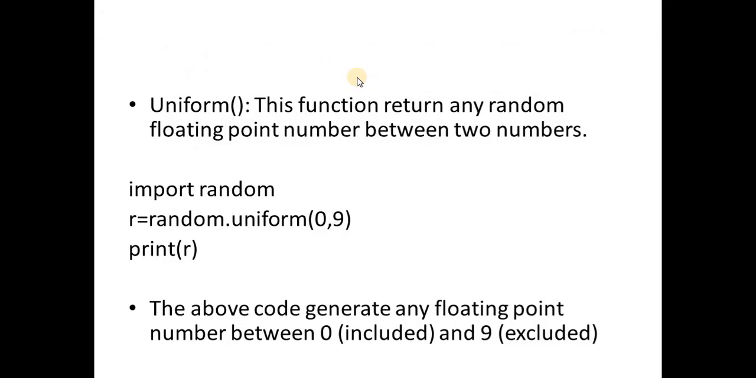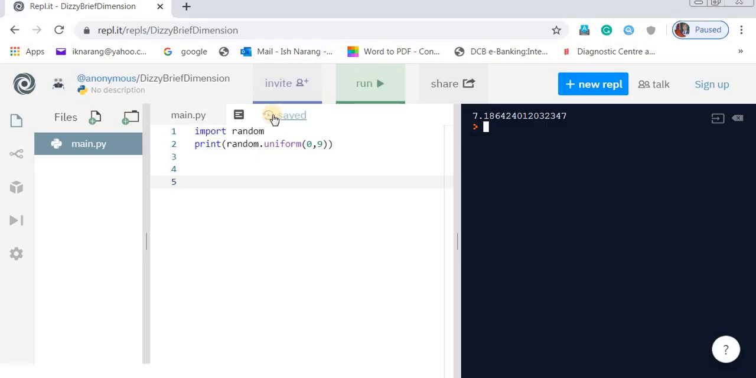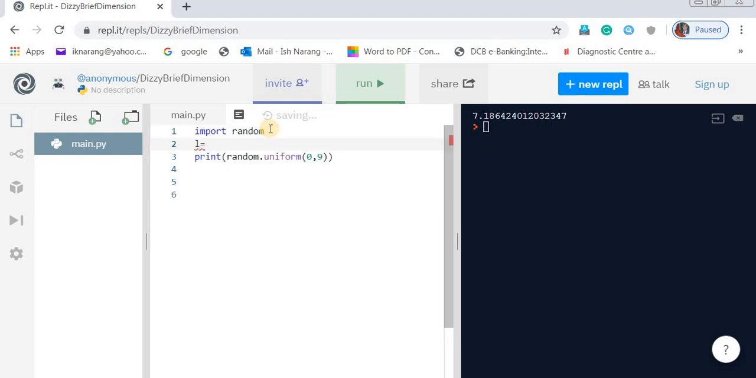So next is choice. Choice is basically a method which gives a random selection from a sequence, from a list, basically any element from the list. So you can see here we are making a list here. So let me create the graphical part and import random. So we use a list here. Let's say 1, 2, 3, 4, 5, and then 23, and C, something like that.